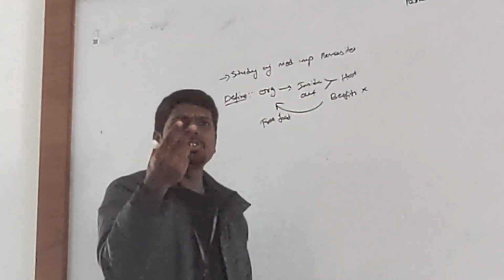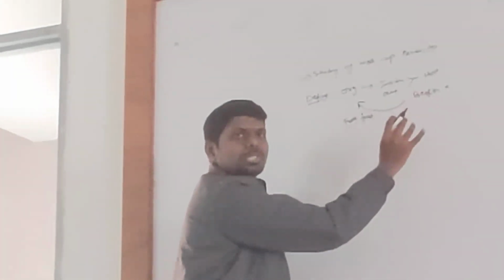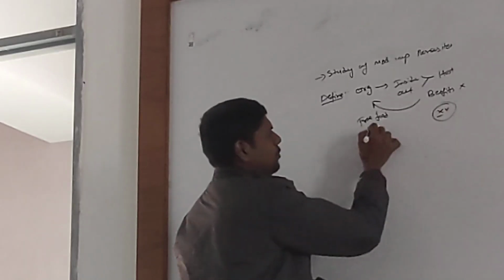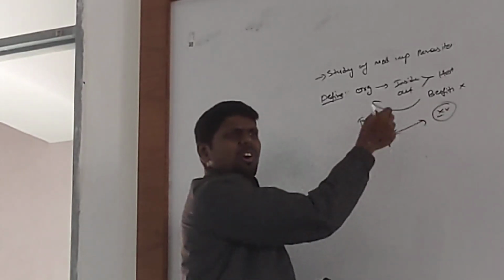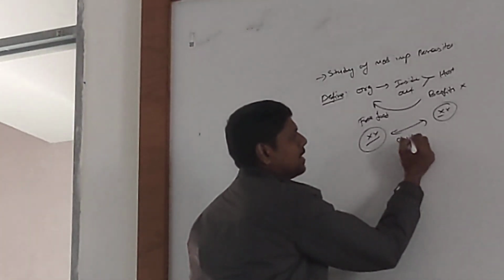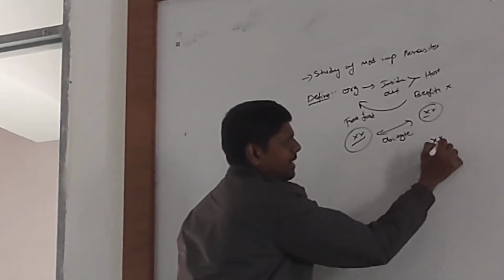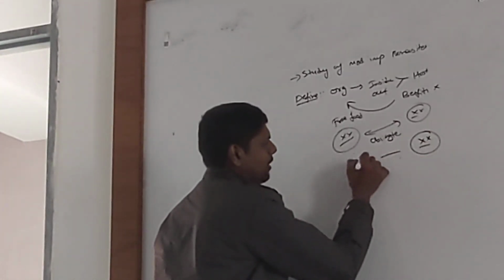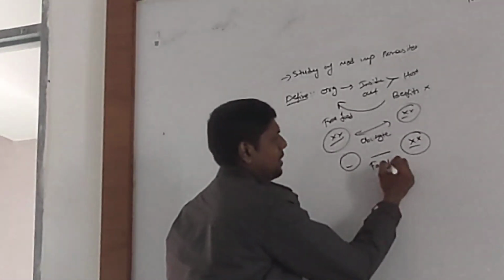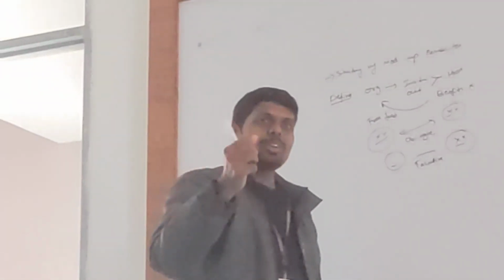Now, parasites are of two types. If a parasite cannot live without a host, the parasite will die when the host is dead, it is strongly dependent on the host. Such parasites are called obligate parasites. Even if the host is dead, still the parasite is able to survive. Such parasites are called facultative parasites. Facultative parasites. Very good.